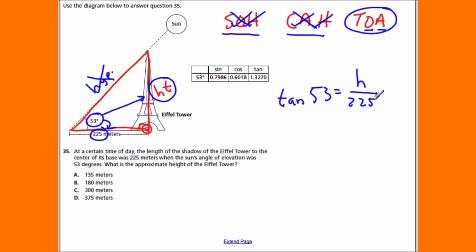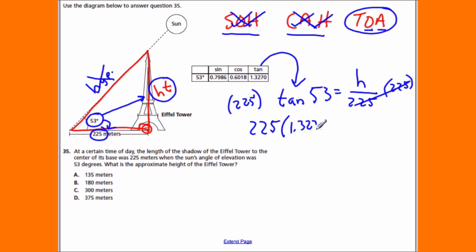Now do your algebra. Multiply both sides by 225. That cancels that out. Whatever you do to one side, do to the other. Tan of 53, they gave us a little key here, so I can just fill that in. 225 times 1.3270 is equal to the height. So my height in this case ends up being 298.6, which gives me an answer of C.